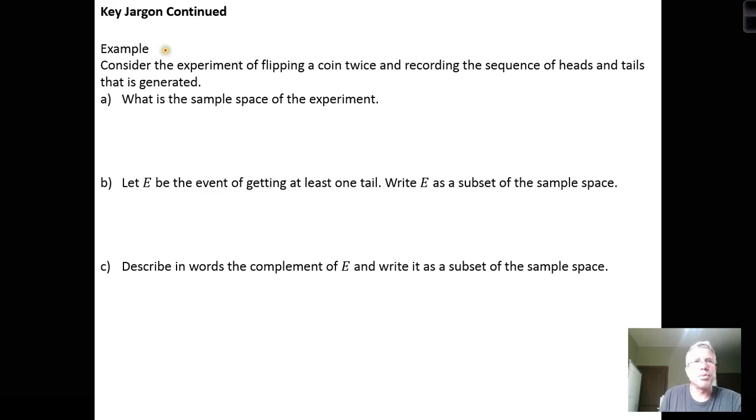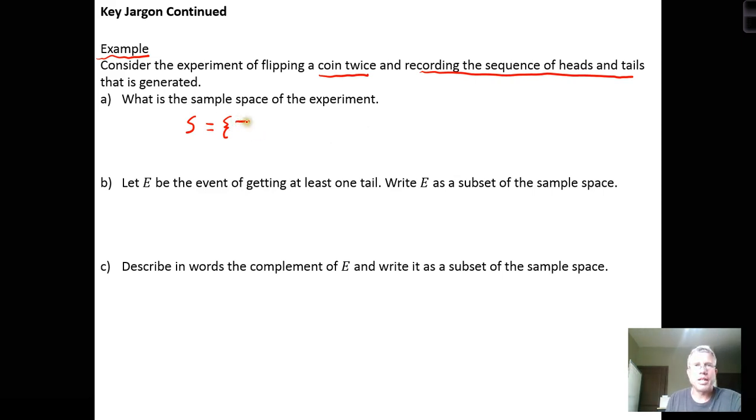Another possible experiment is to flip a coin twice and record the sequence of heads and tails. So what is the sample space for the experiment? Well, the sample space would contain all possible outcomes when you flip a coin twice and record the results.